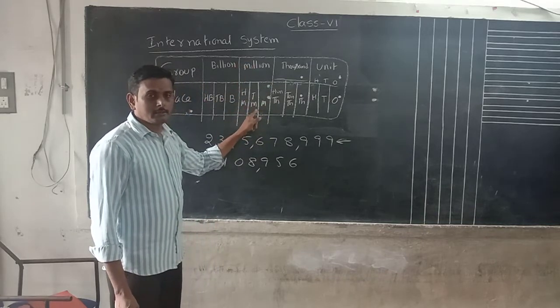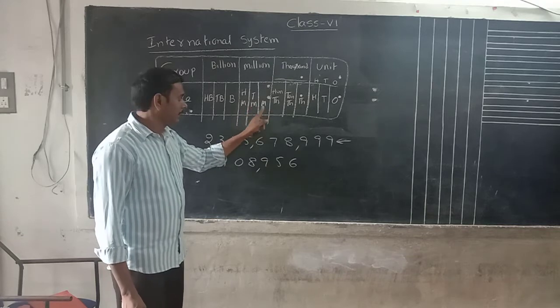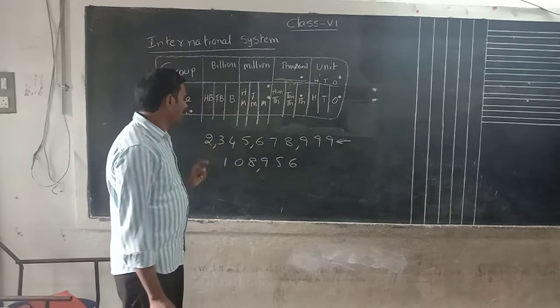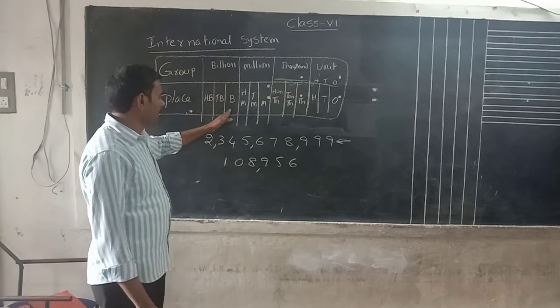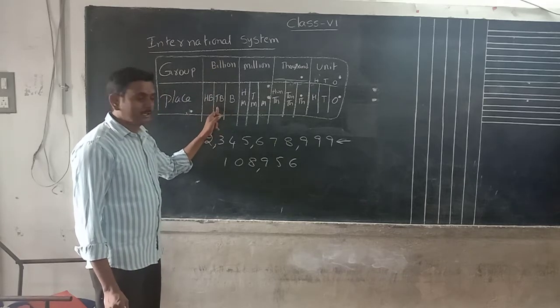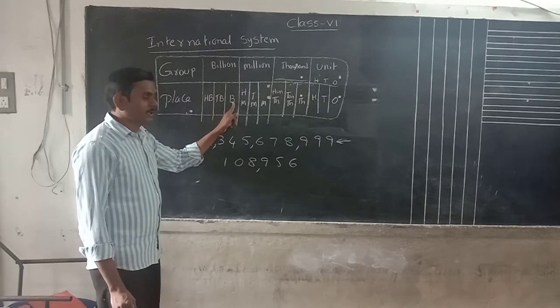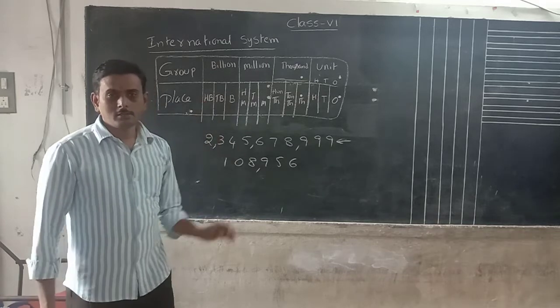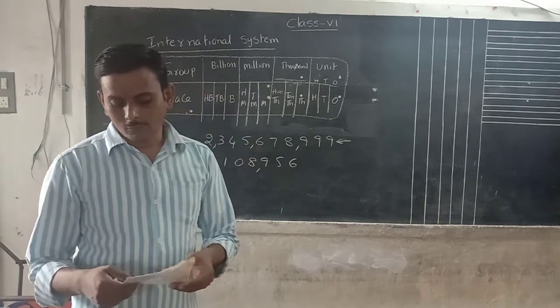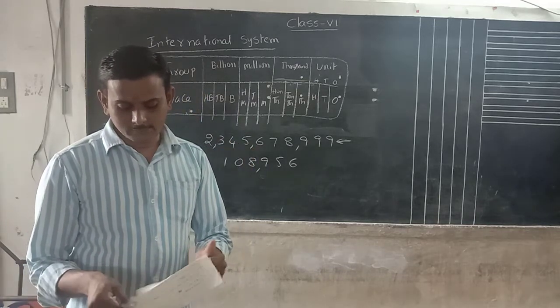Million, 10 million, 100 million. Next, the billion group also has 3 places: billion, 10 billion, 100 billion. This is the international system. According to that one, we have to do the exercise also.